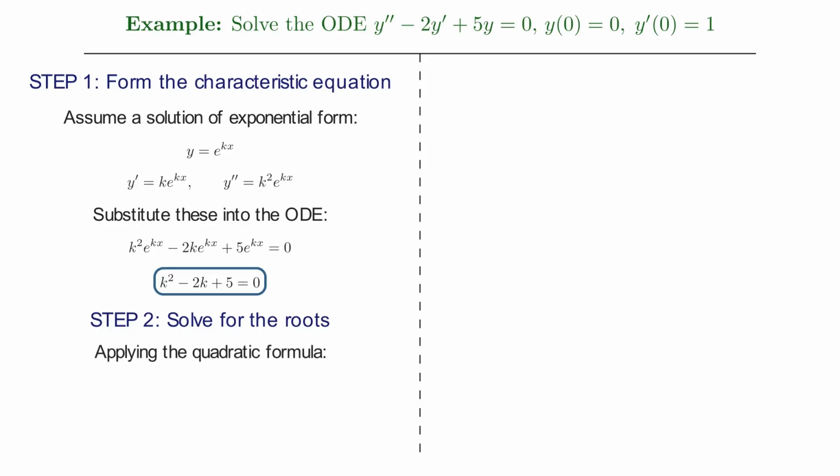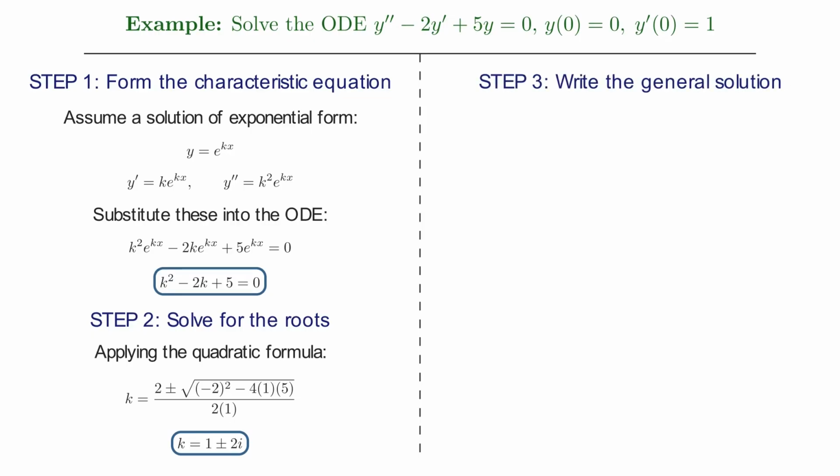This gives us that k is equal to 2 plus or minus the square root of (-2)² - 4 times 1 times 5, all over 2 times 1. And this simplifies down to 1 plus or minus the square root of -4. Therefore, k is equal to 1 plus or minus 2i.